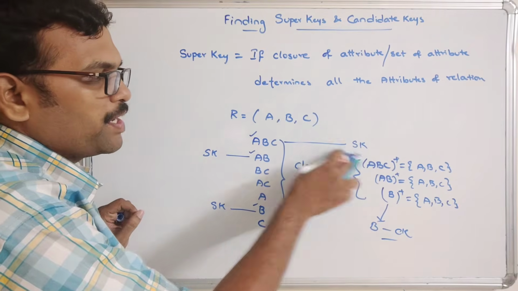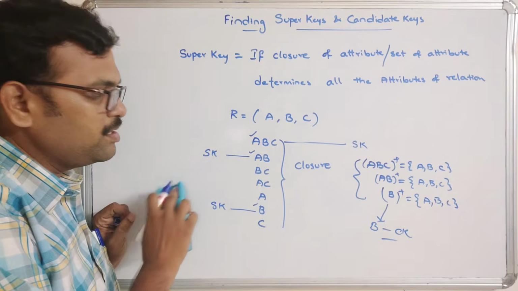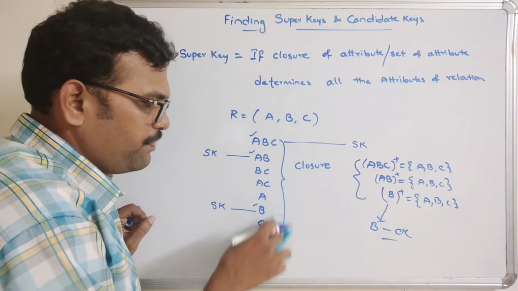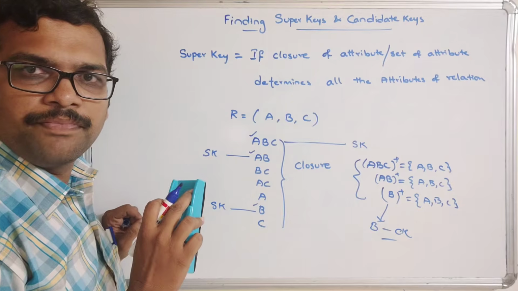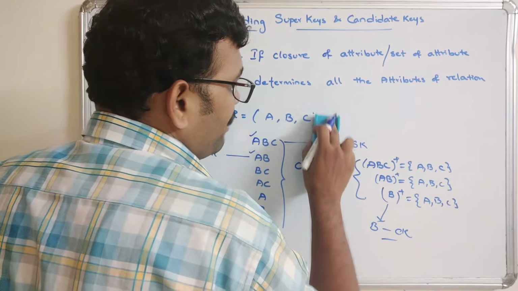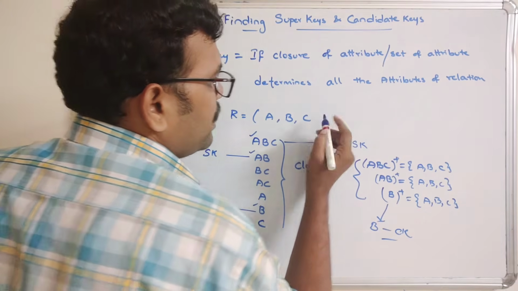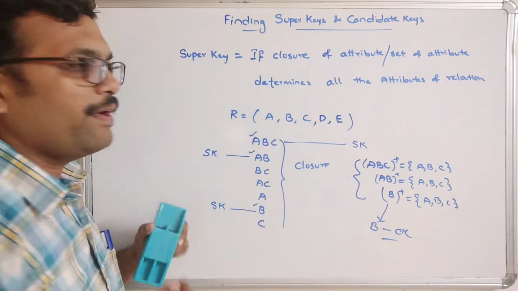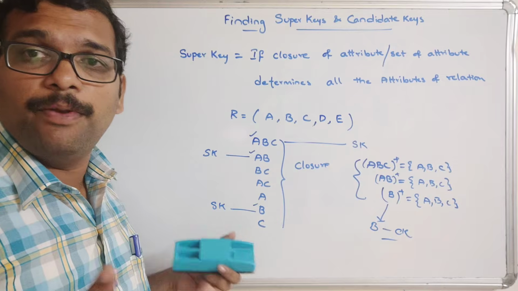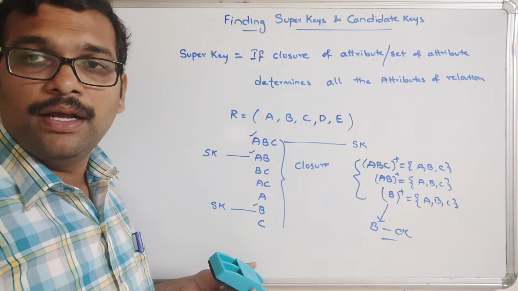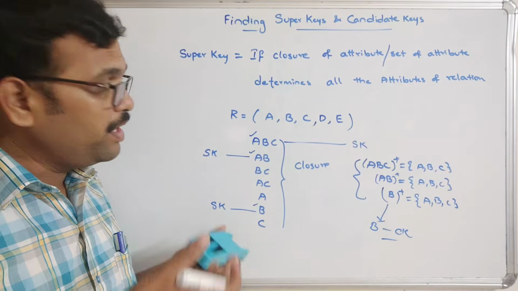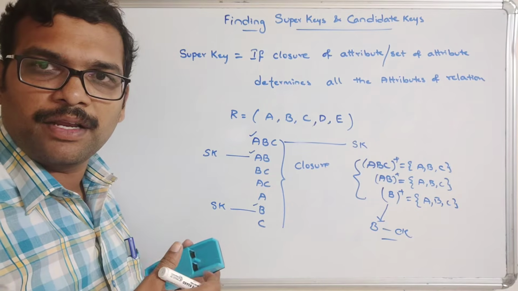So how do we find the super key with the help of functional dependencies? Here we have only 3 attributes, so it would be very easy to calculate all the combinations. If our relation has more than 3 attributes, for example D, E, so there are 5 attributes, then the combinations will be far more, right? So in such a case, how do we find the super key? Here itself we will minimize the super key, right?